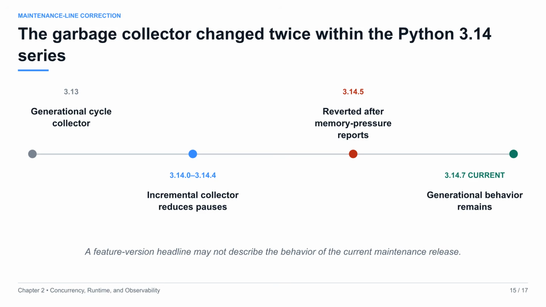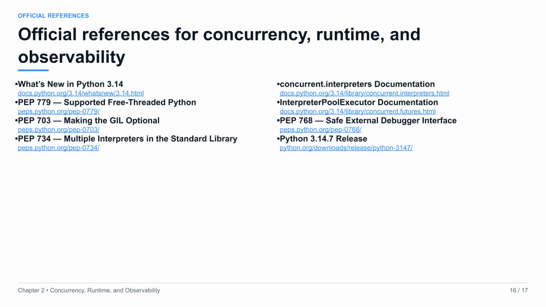Remove assumptions tied to the temporary incremental collector and validate memory, pauses, and explicit GC module calls on the exact build deployed. The maintained What's New guide is essential for this chapter because it records the garbage collector reversion and the current free-threaded performance description.